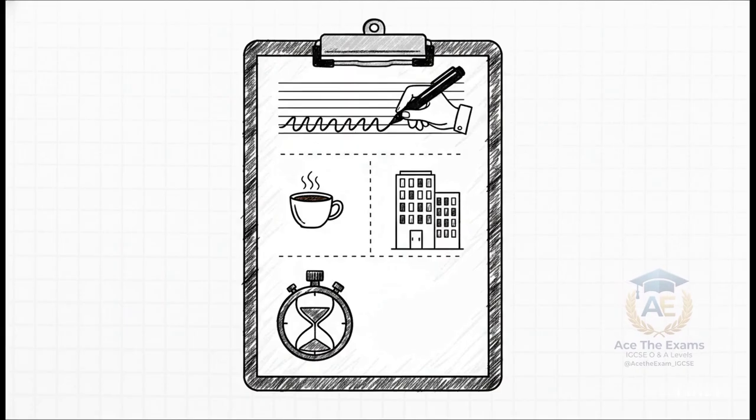Also, examiners noted massive failures in distinguishing between revenue and capital items. That means day-to-day expenses are getting confused with long-term asset purchases. Always verify which one you're dealing with. And lastly, time management. You have to manage your time based on the weightage of each question. Spending 20 minutes on a 2-mark question, that is a strategic disaster.